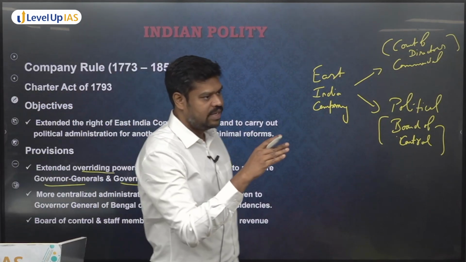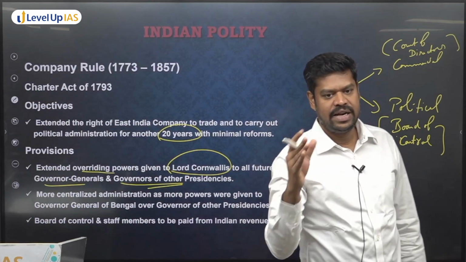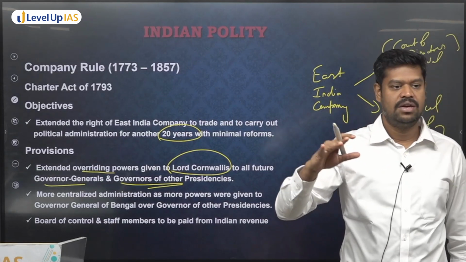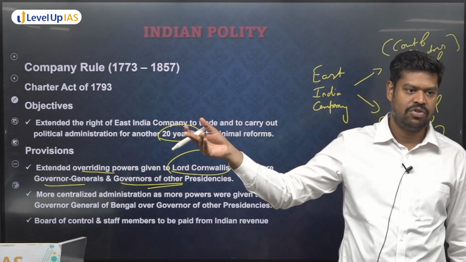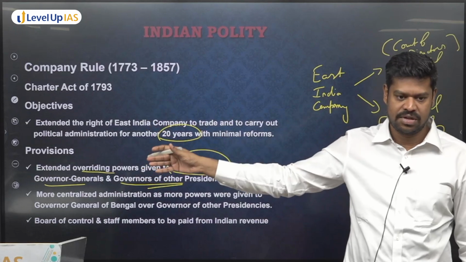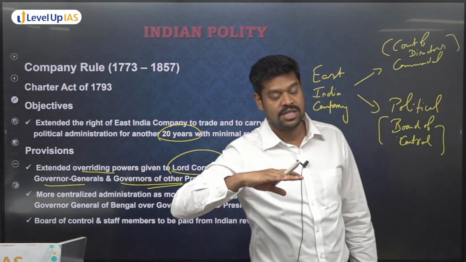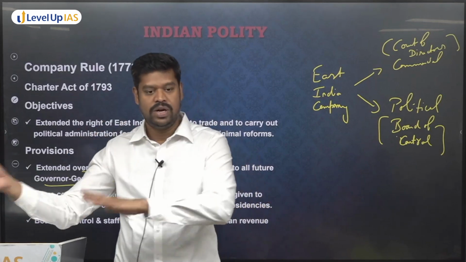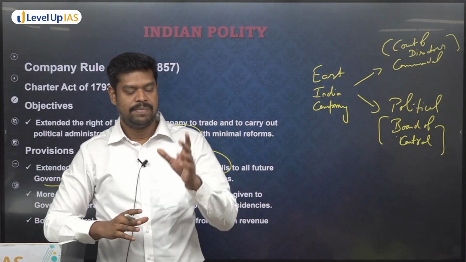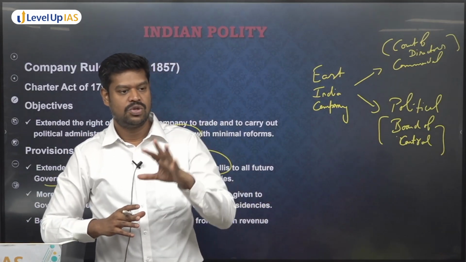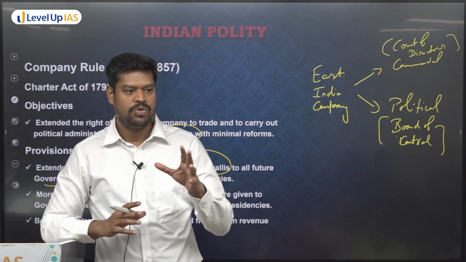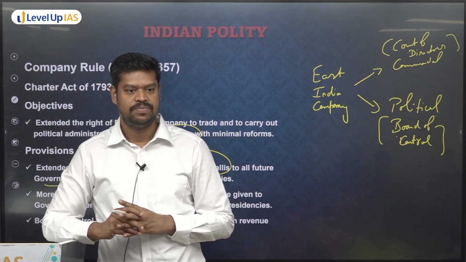Now, 1773 till 1857 was an era of centralization. 1858 till 1935 or 1947 was an era of decentralization. So to say that the zenith has come in 1858 is not the right thing, because after that it was only decentralization. A major change in the way the Britishers looked at India happened after the revolt of 1857. I hope you remember the revolt of 1857.